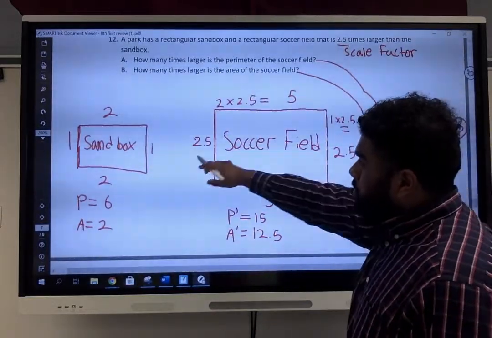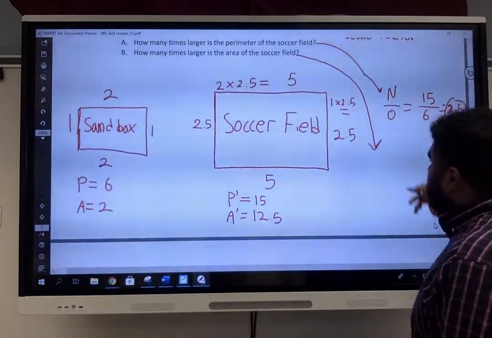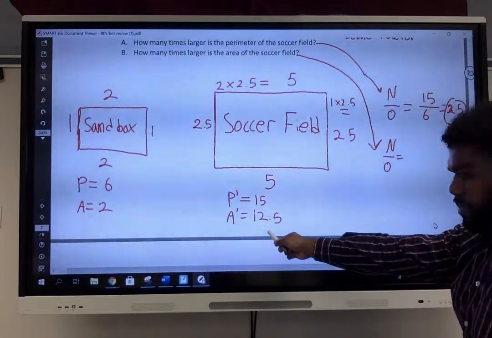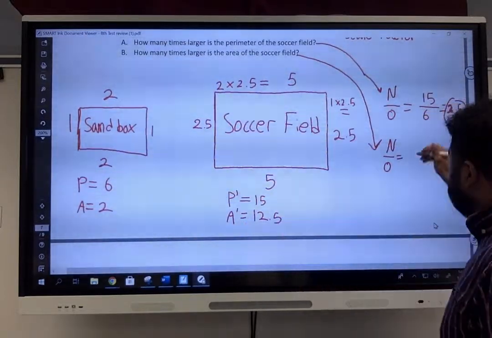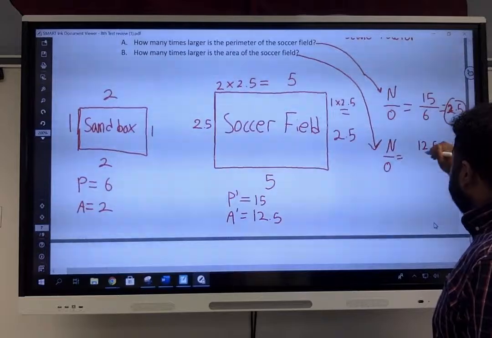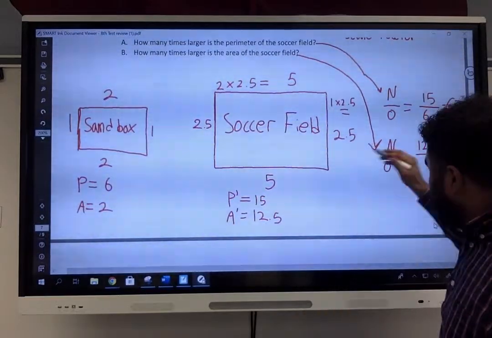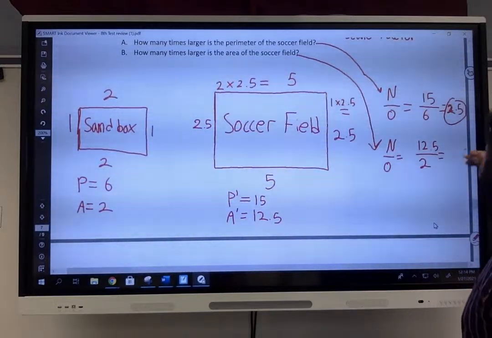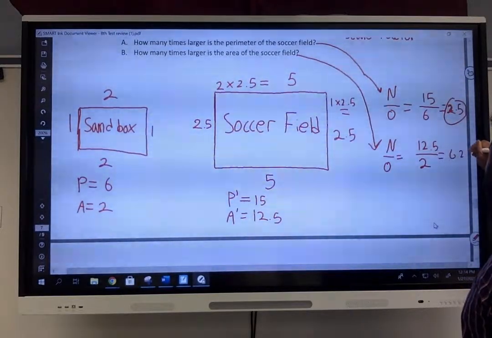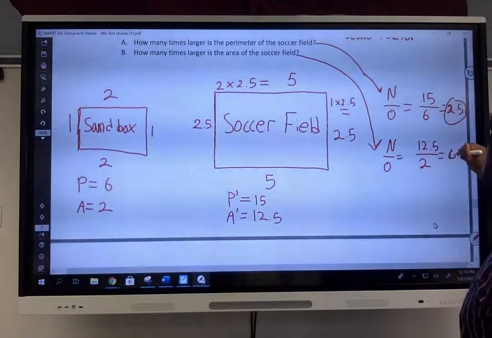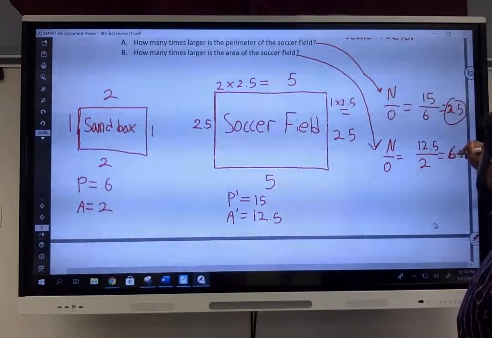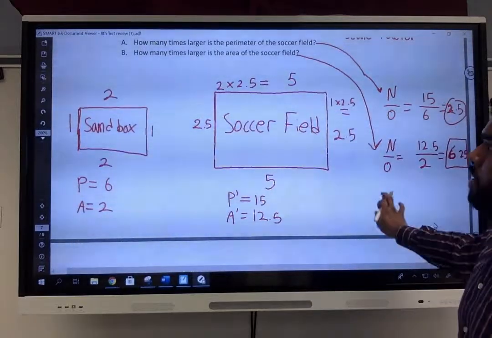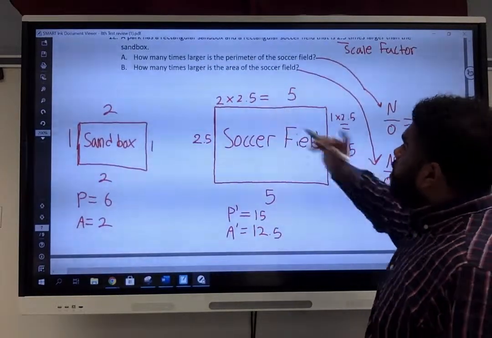Now we're going to do the same thing to find the area change from the sandbox to the soccer field. So we're going to do new divided by old. Our new area, A prime, is 12.5 divided by our old area, which is 2. If I put 12.5 divided by 2 into the calculator, I should get 6.25. So that means the area of the soccer field is 6.25 times larger.